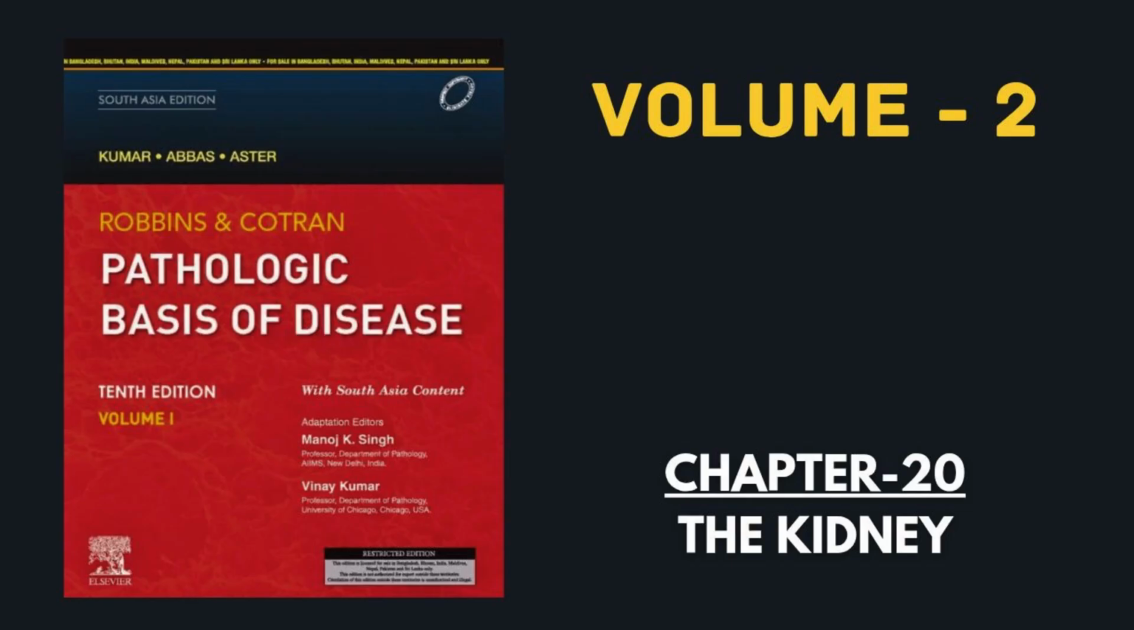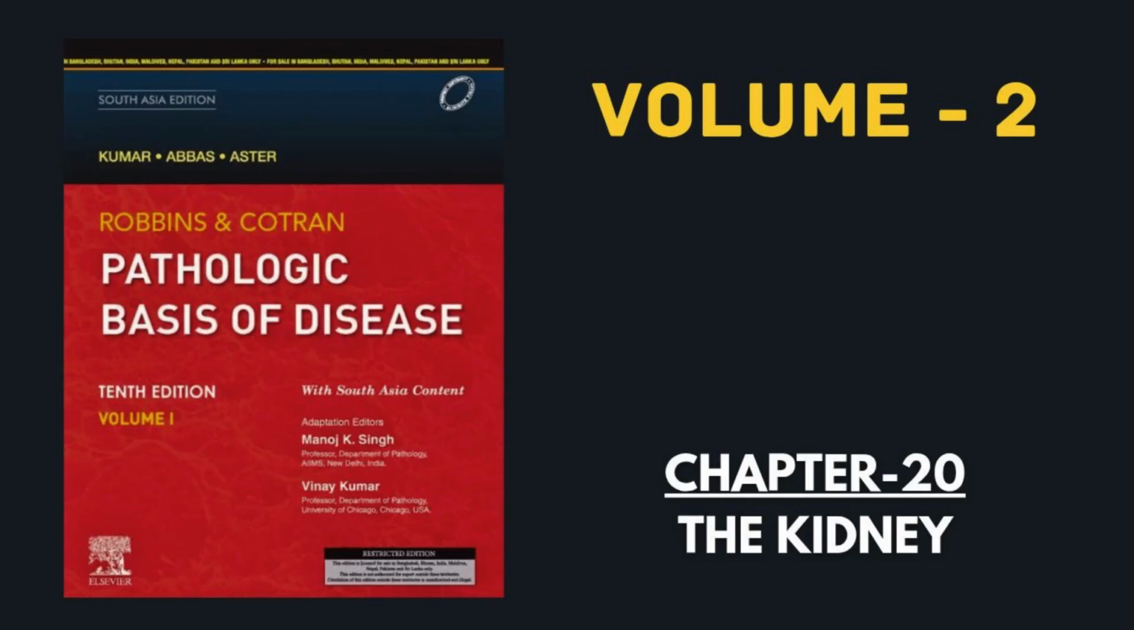Yes, the collapsing variant is very aggressive, often seen with HIV-associated nephropathy. Here, the entire glomerular tuft looks like it's retracted or collapsed, and you see this massive hypertrophy and proliferation of the visceral epithelial cells, the podocytes, which fill up Bowman's space. Seeing that on a slide is a marker of very, very rapid renal failure.